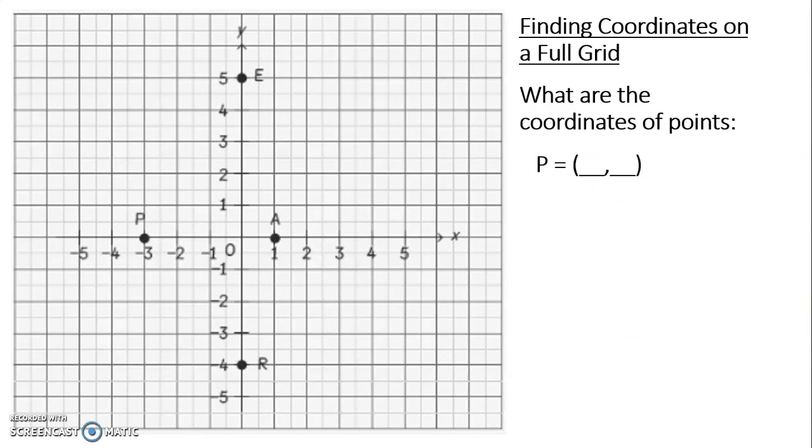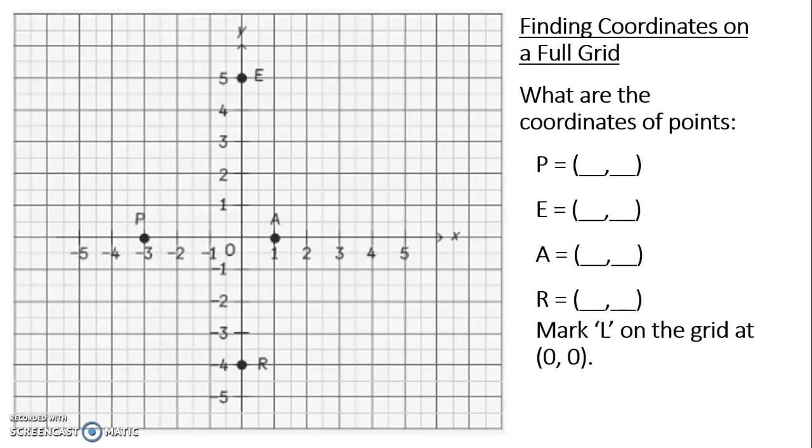What are the coordinate points of P, E, A, R? Mark an L on the grid at 0, 0 and mark an S on the grid at 0, -2. You can pause the video now so you have a go at drawing out your grid and then marking those on. Let's start with P. So what do we do first? Starting at 0, right in the middle of the two axes, we go along the corridor. We're going along to find P at -3. Are we going up or down the stairs? No, we're still on the 0 line, so we're -3 and 0.